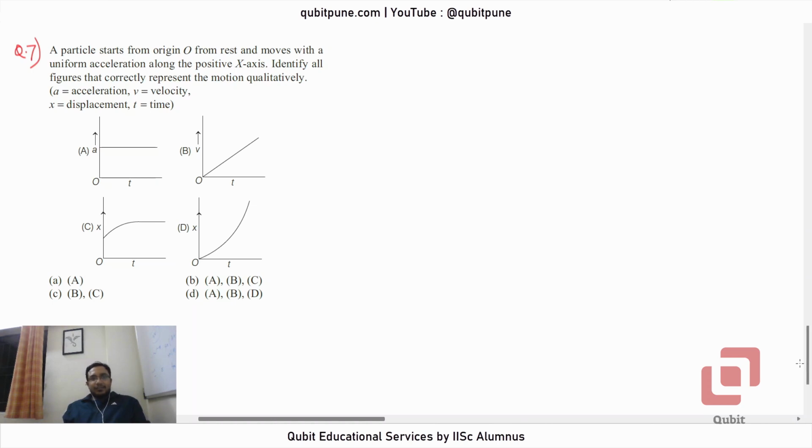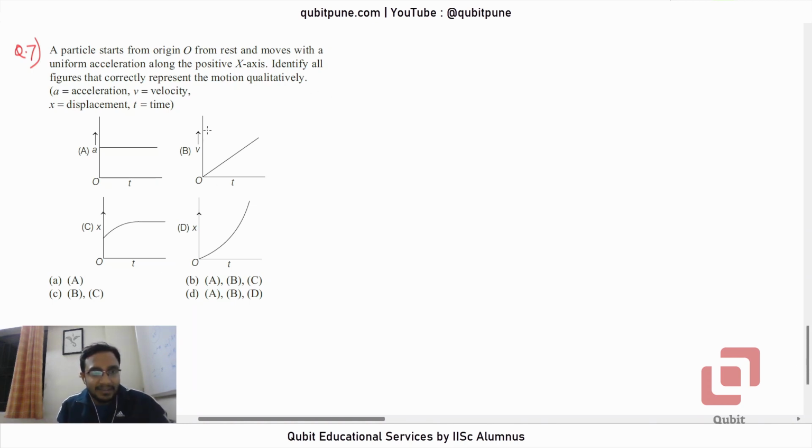A particle starts from origin, from rest, and moves with a uniform acceleration along the positive x-axis. Identify all the figures that correctly represent the motion qualitatively. Yesterday we analyzed the situation qualitatively, if you remember. A is acceleration, V velocity, X displacement, and T time.